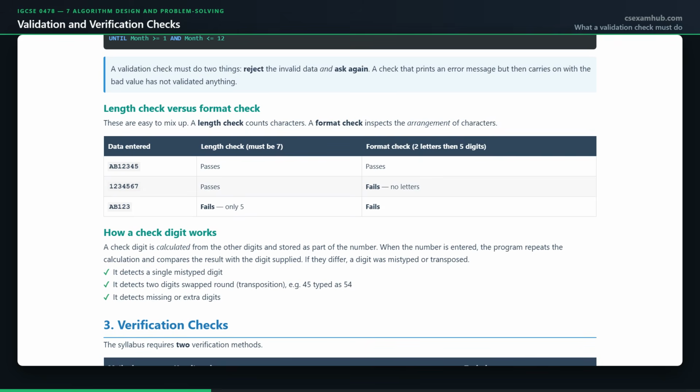A validation check is not finished when it decides the data is wrong. It must do 2 things: reject the invalid data and give the user a chance to try again, usually with a message saying what was wrong. An algorithm that detects bad input and then carries on regardless has not validated anything, and one that rejects the input without explaining why is genuinely unhelpful.